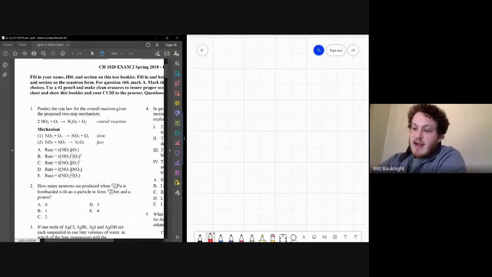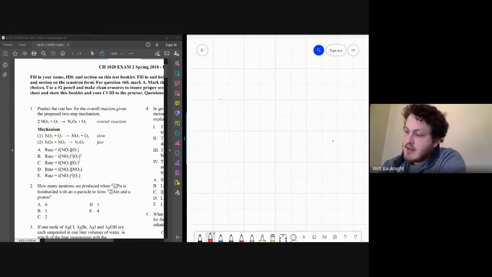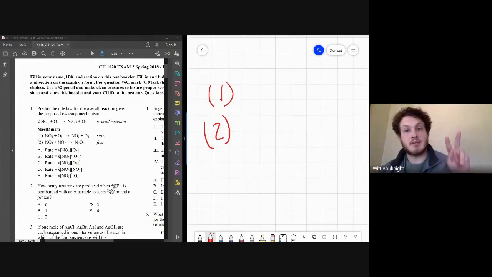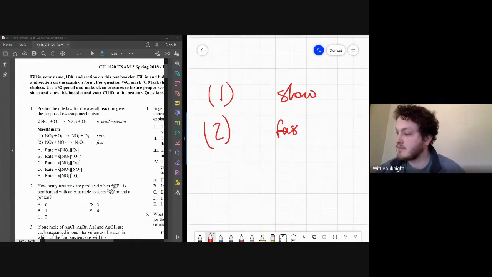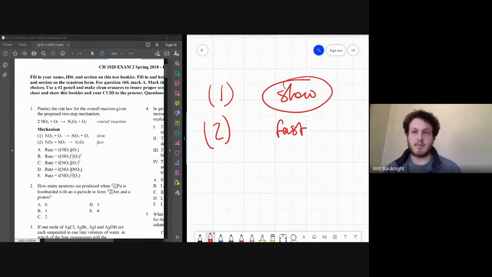So in this reaction, we're asked to predict the rate law for the overall reaction given a mechanism. And in this mechanism, you can see that there are two steps. One is slow, one is fast. That means we have to determine which one is really affecting the rate law. And it's going to always be the slow one.